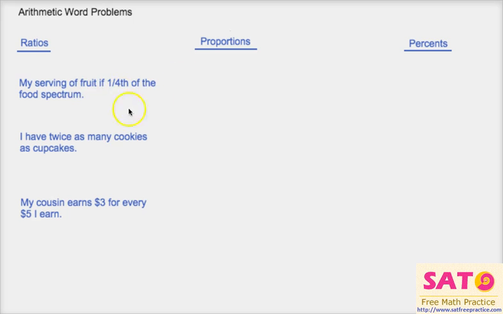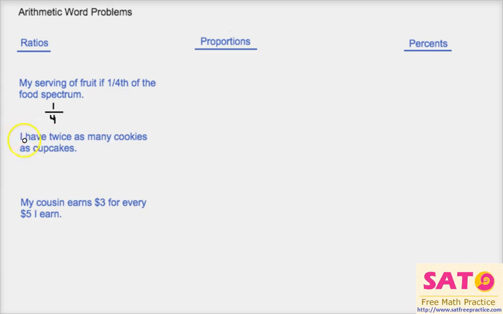The first one is: my serving of fruit is 1/4 of the food spectrum. What this is saying is that for every one serving of fruit, there are 4 servings in the food spectrum, so that's just 1 out of the 4. So we could say this in a fraction. Let's say 1 for the fruit, and then 4 for the whole food spectrum, so we know that's 1/4. This fraction tells us exactly what the fraction ratio should be.